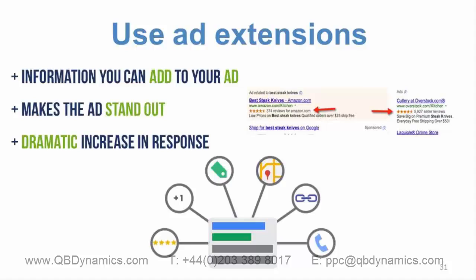Now, what do I mean by information that you can add to your ad? Well, let me show you a couple of examples to make this clear. You can see here a search I did for best steak knives. Amazon came up and Overstock came up. Look at what is included in their ads. There is a star rating for the knives, and it says 374 reviews for Amazon.com. Now, over here on Overstock, you can see again these reviews with 5,927 seller reviews.